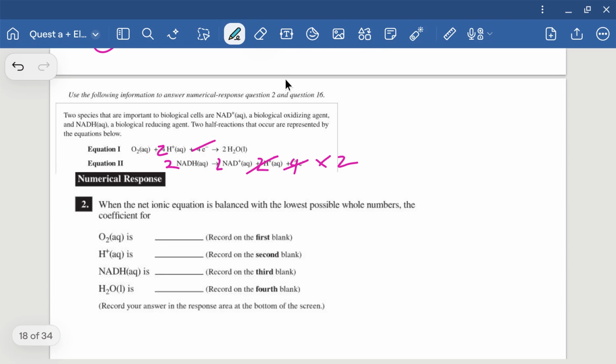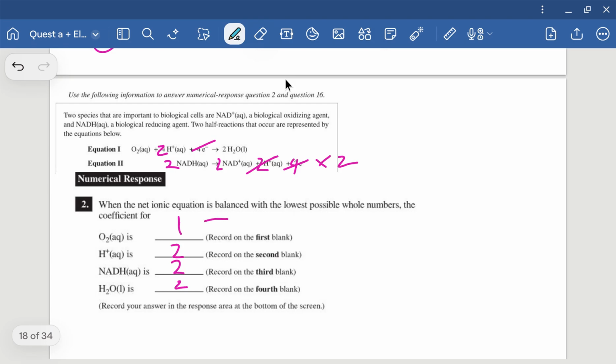equation number 1. So once you balanced and add them together, the coefficients we would see in front of the oxygen, if you don't see a number, you just write a 1. In front of hydrogen, you'd write a 2 in front of the NADH, and a 2 in front of the water. That's another point just to make here.